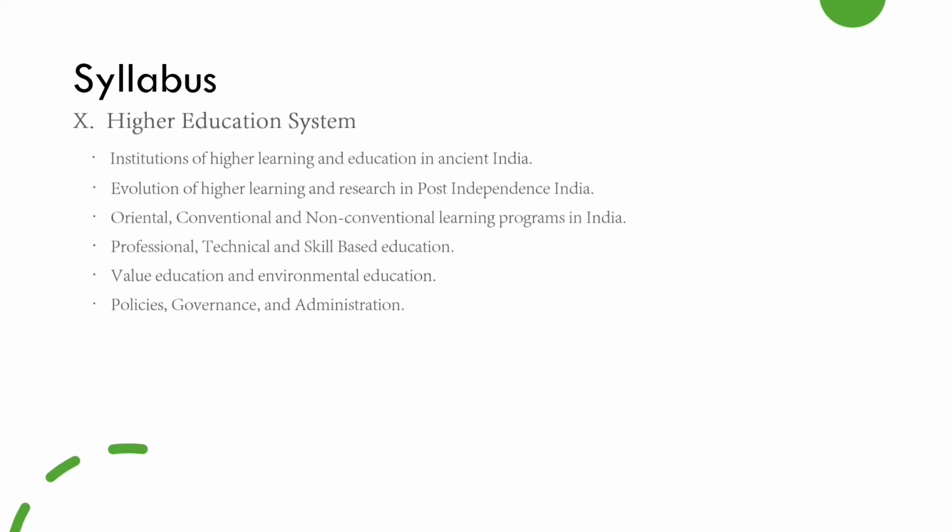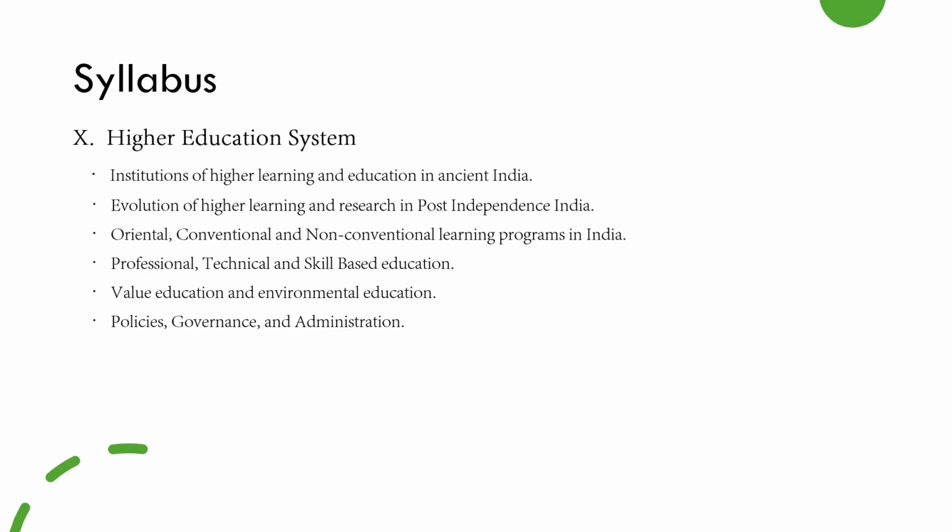Number 10. Higher Education System, Institutions of Higher Learning and Education in Ancient India, Evolution of Higher Learning and Research in Post-Independence India, Oriental, Conventional and Non-Conventional Learning Programs in India, Professional, Technical and Skill-Based Education, Value Education and Environmental Education, Policies, Governance and Administration.